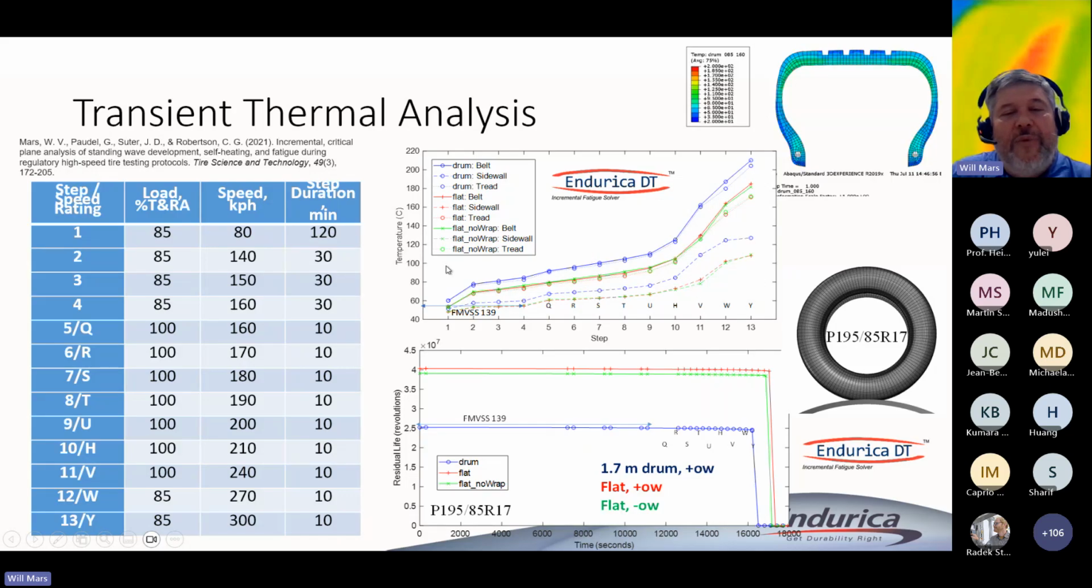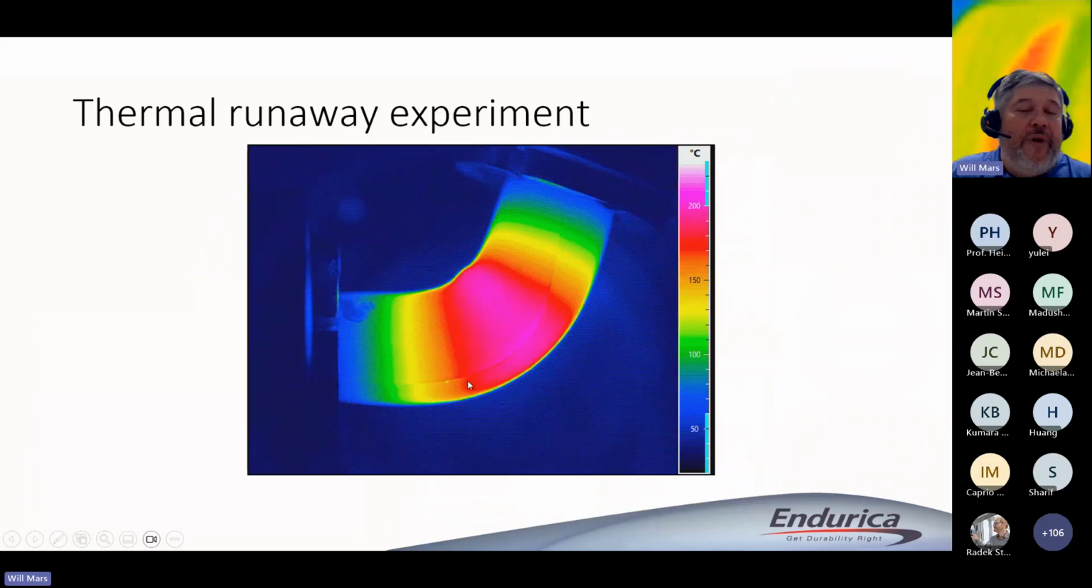You can see here the temperature versus step in the test. The first part of the test, we have obviously a temperature rise as you increase the speed on the tire. At a certain speed, you hit a standing wave in the tire, and at that point, you see the temperatures really take off non-linearly. So that's one example. We can also use the transient workflow to calculate thermal runaway.